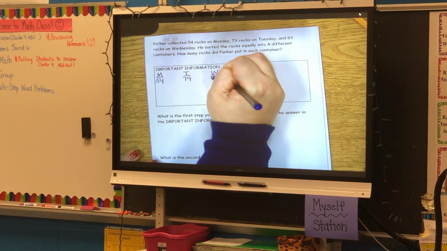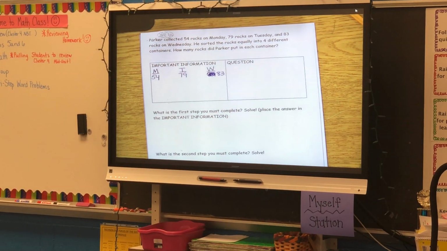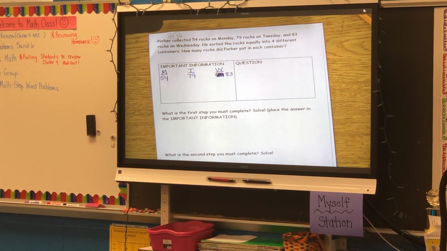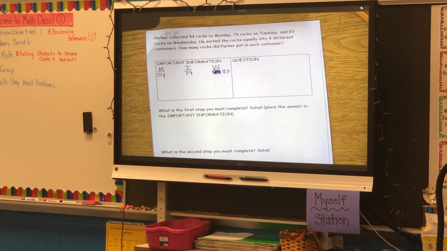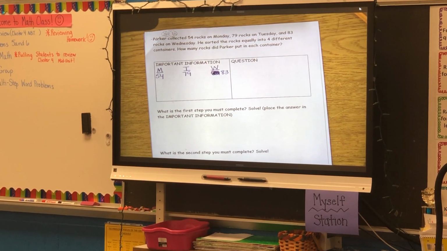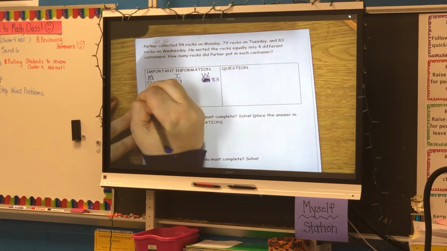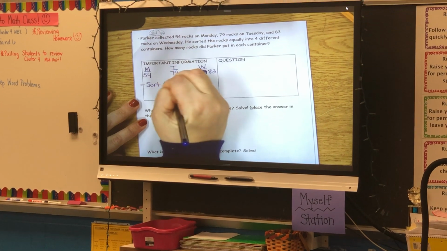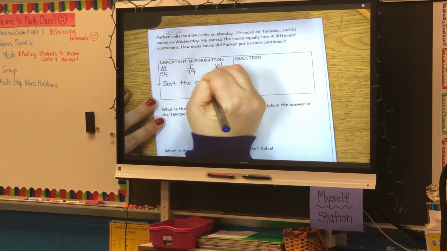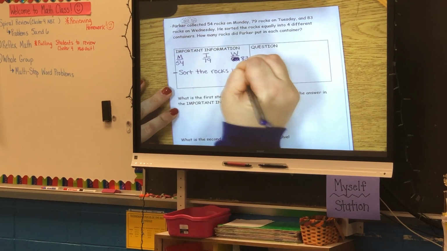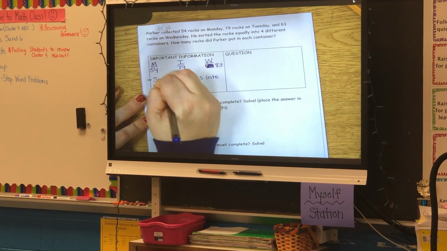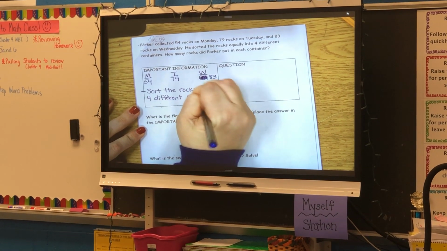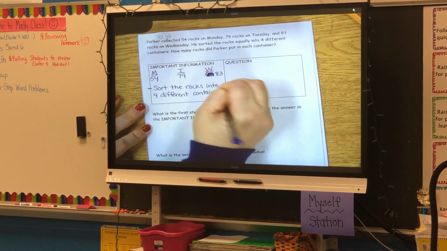What else is important in here? He sorted the rocks equally into 4 different containers. So after he got all of his rocks, he's sorting them into 4 different containers. But first we need to figure out how much they have total.